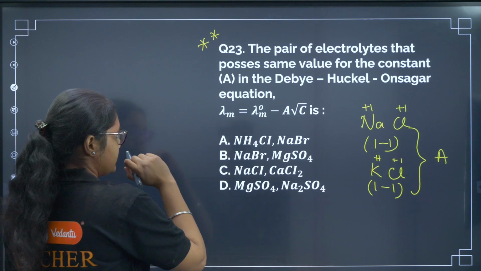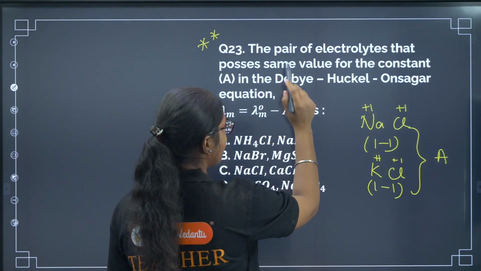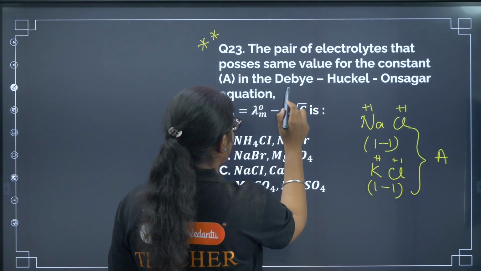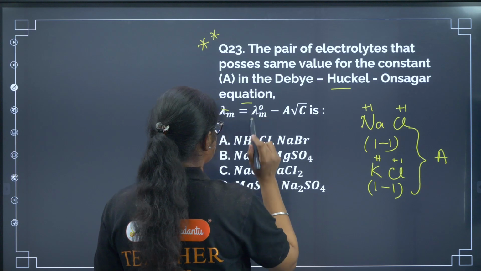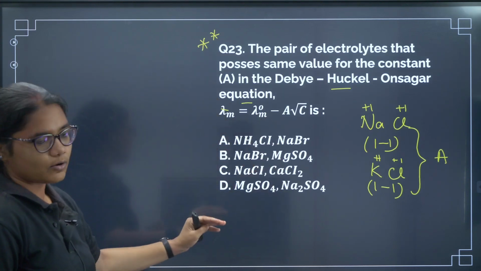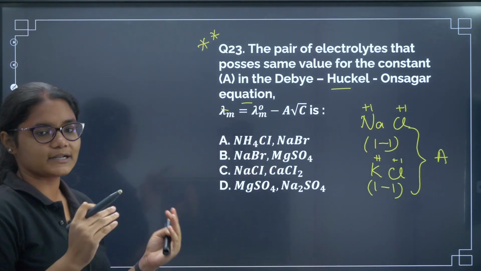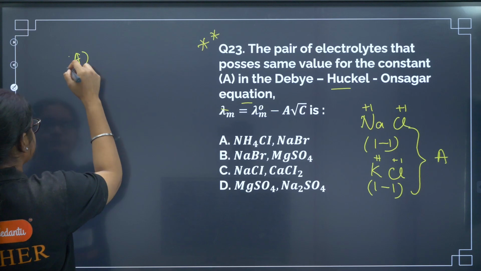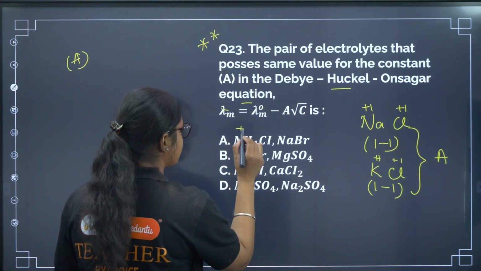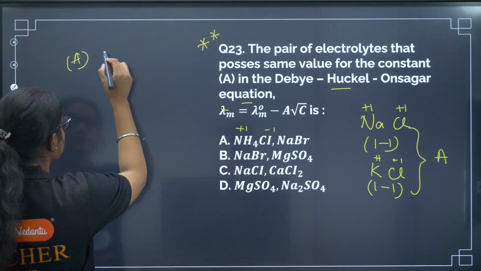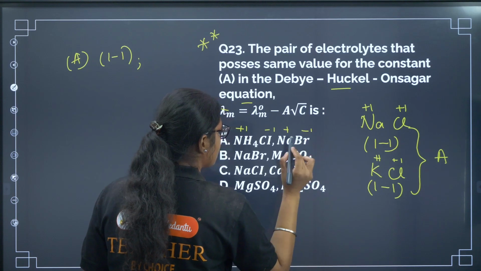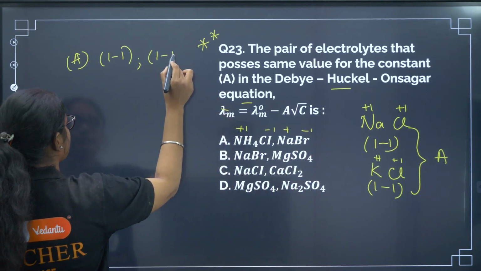Okay, so the question here is: the pair of electrolytes that possess the same value of the constant A in the Debye-Huckel equation is. So what we can do is check all the options and see what type they are. I'll do it for all the options. See here, NH4Cl. This is NH4 plus and Cl minus, so this is 1,1 type. And this is also Na plus and Br minus, so this is also 1,1 type.